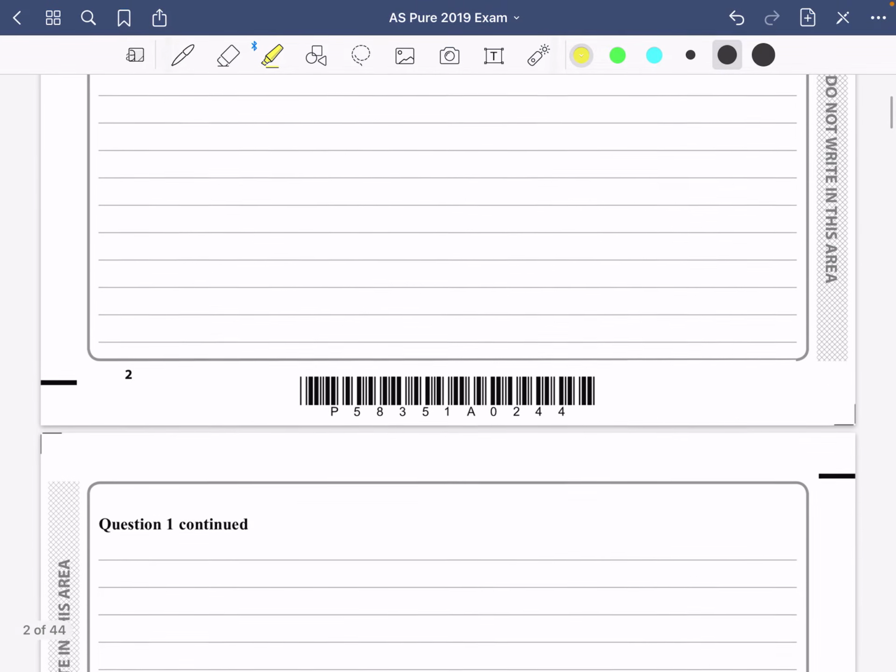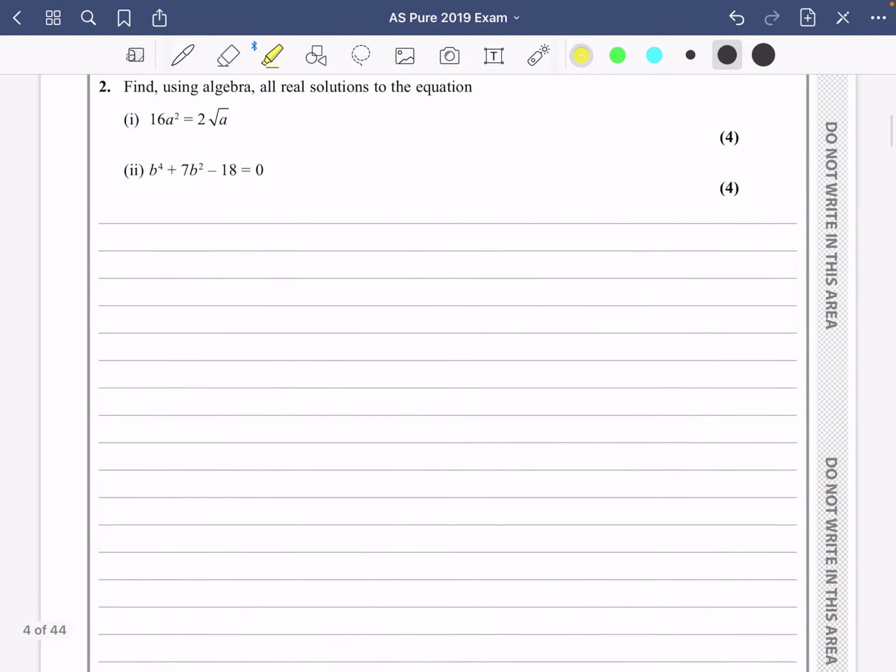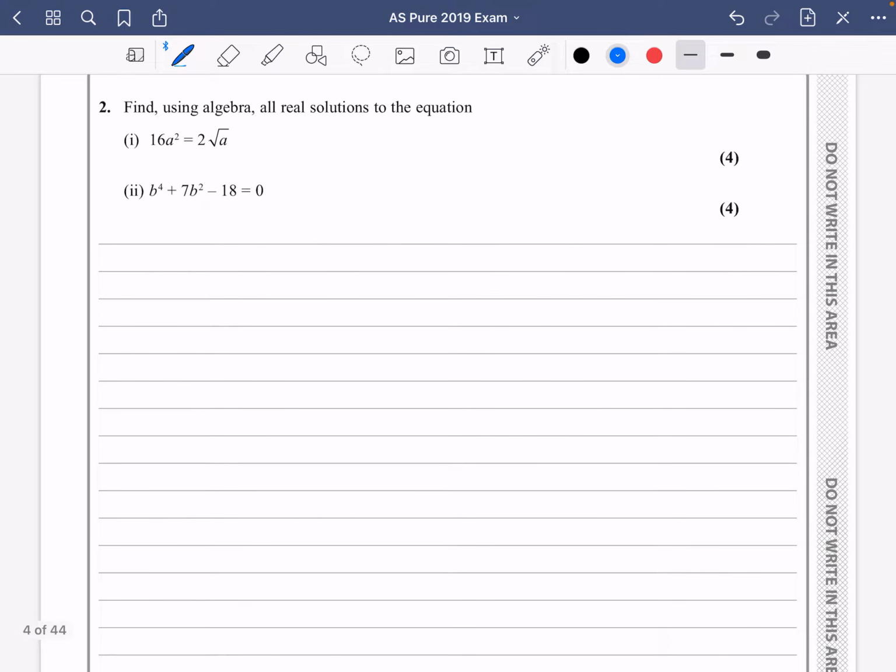Okay, I'm going to go down to question 2 now. This one was a bit tricky, and some of my students found this one a bit more challenging. So the first thing I want us to notice here is it says find using algebra. This means you can't use your calculator to solve these equations. You'll also notice that we've got part 1 and part 2. If it said part A and part B, then they would be linked to each other, but these ones mean that they are not actually linked to each other.